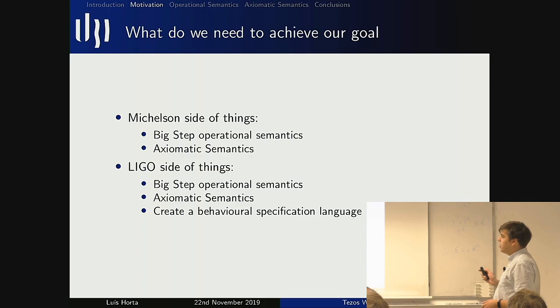So what do we need to achieve our goal? We need a big step operational semantics on the Michelson side of things, as well as an axiomatic semantics. On the LIGO side of things, we need both those semantics plus a behavioral specification language. And currently we have this one. This one we're working on, as you'll see in the next slides.